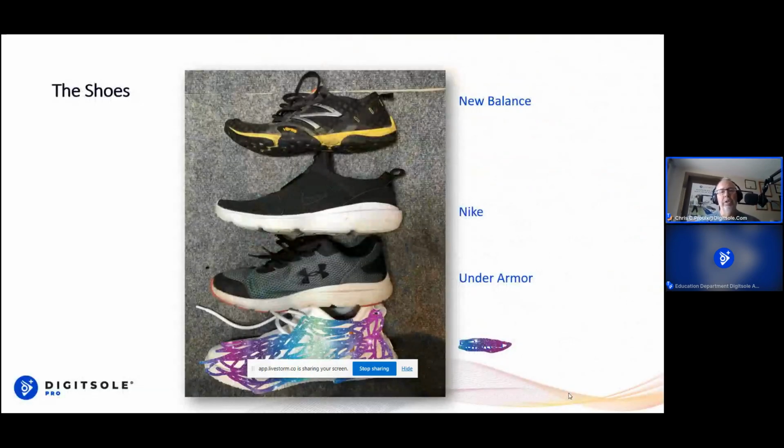So these were the shoes that we showed last time, and so the top is the New Balance, which is a low profile shoe, and then the middle one is a Nike shoe, and then there's an Under Armour shoe.